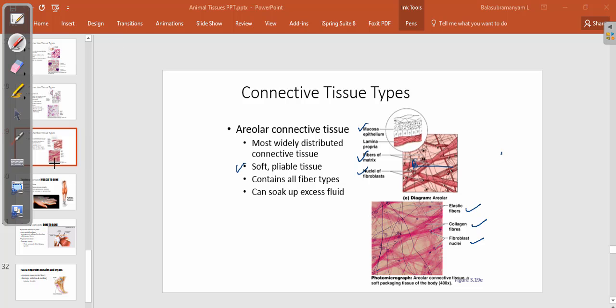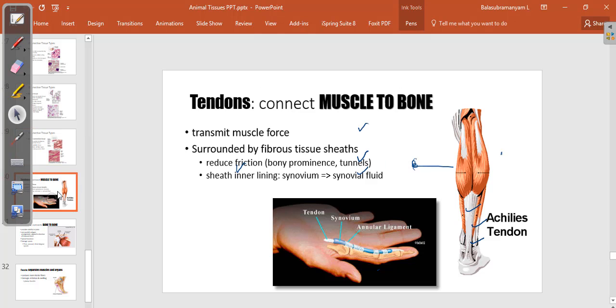Next is the tendons. Tendons, as I told you, are going to connect muscle to bone, or MTB. So here you can see some of the examples. The specific region we can call the tendon, the Achilles tendon.